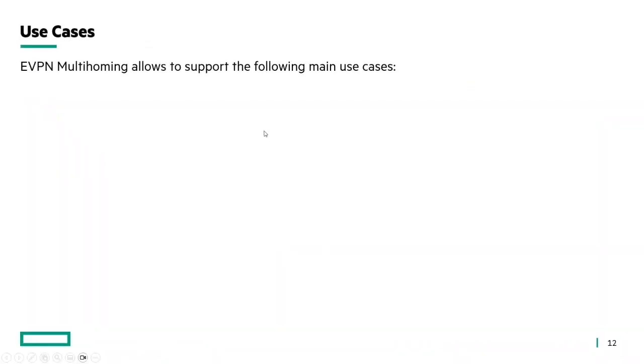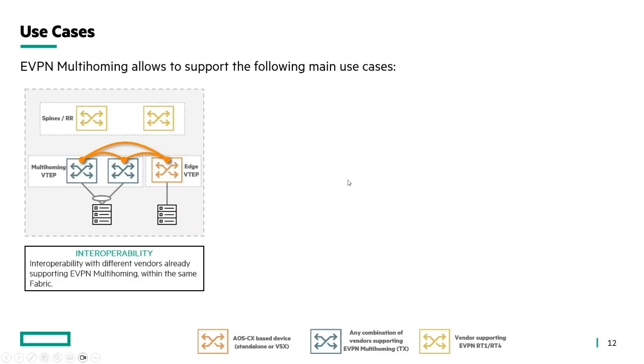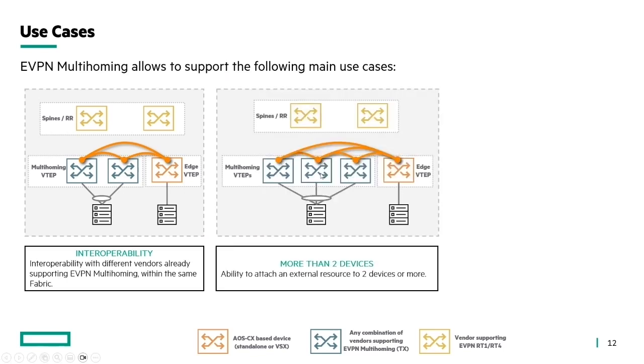So for use cases, multi-homing allows us to support the following main use cases. So the key one right off the bat is interoperability with different vendors that already are supporting EVPN multi-homing within the same fabric. So they're already sending the route type 1s and route type 4s, and we needed to be able to process those to be able to forward traffic correctly. So that's a key use case. And then also, as you mentioned, having the ability to support more than 2 devices to attach to external resources. So prior to 10.14.1010, this was only possible with VSX in basically 2 members.